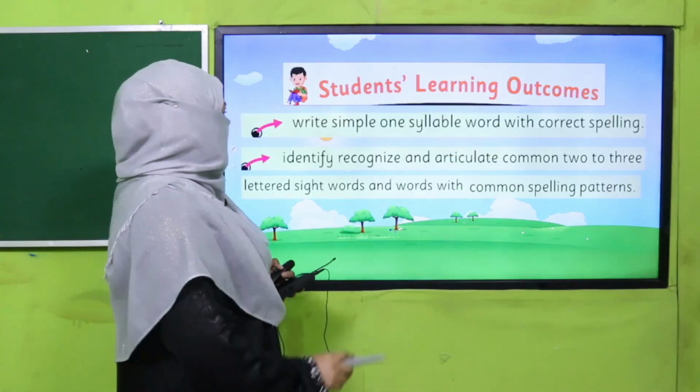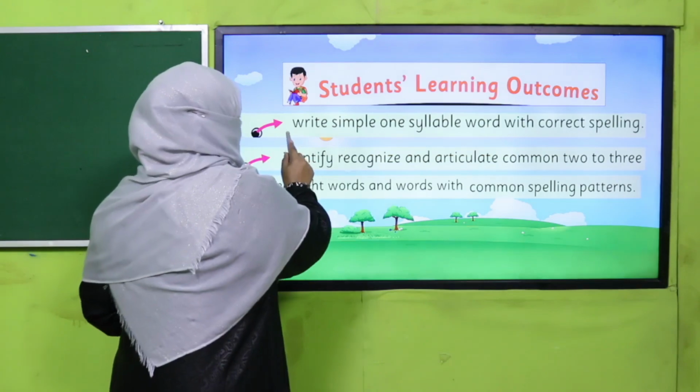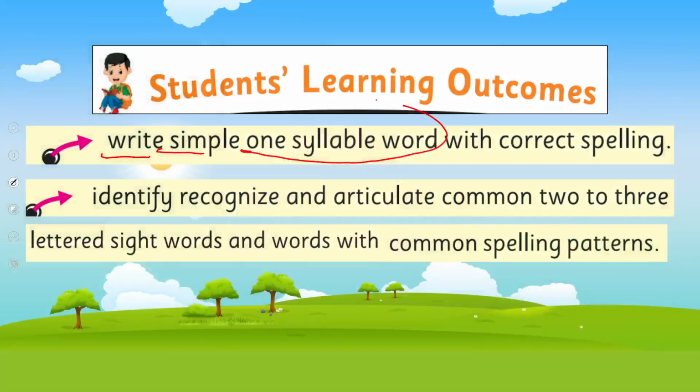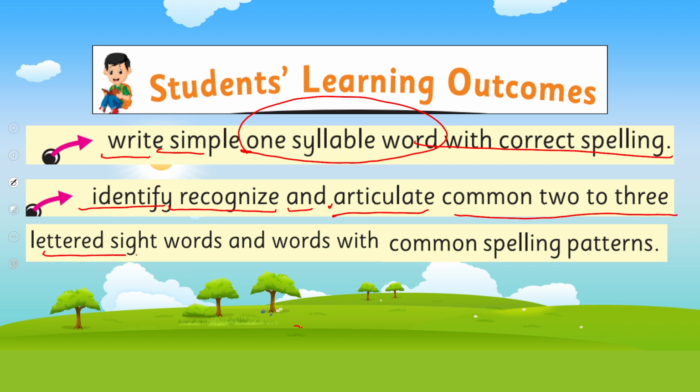Okay. So we learn to write simple one-syllable words with correct spelling and identify, recognize and articulate common 2 to 3 lettered sight words and words with common spelling patterns. These are our today's SLOs.